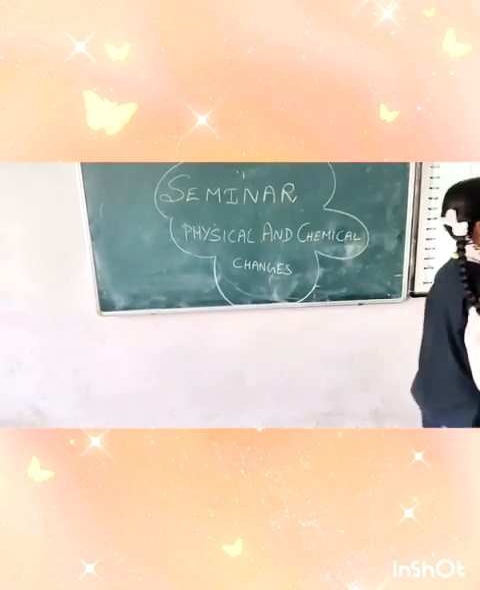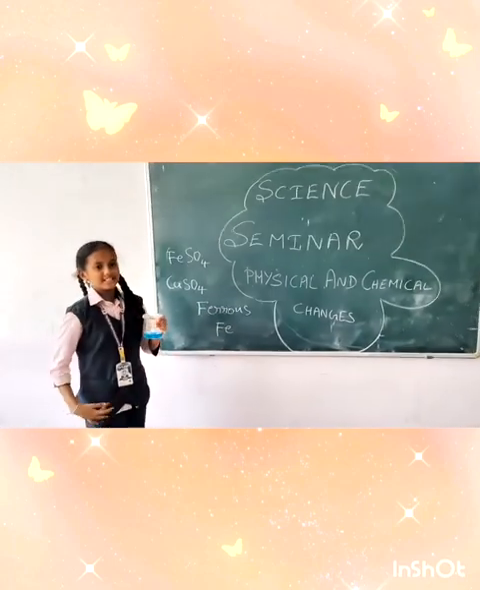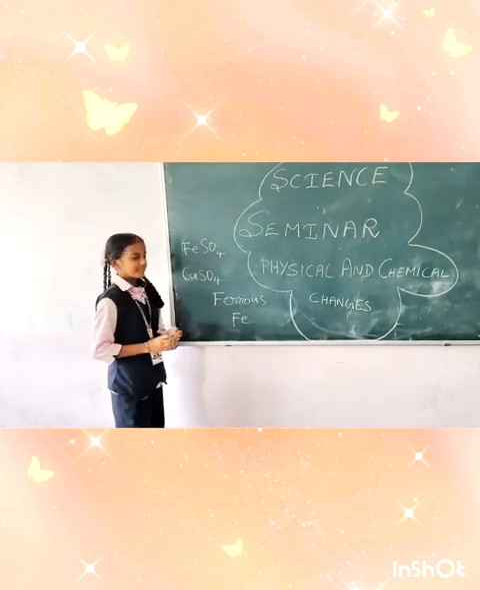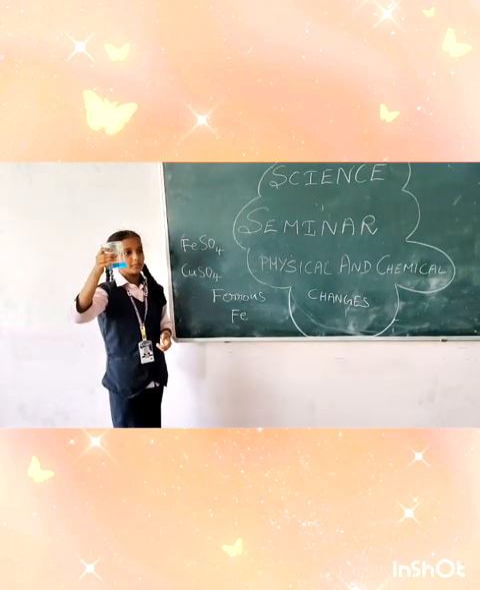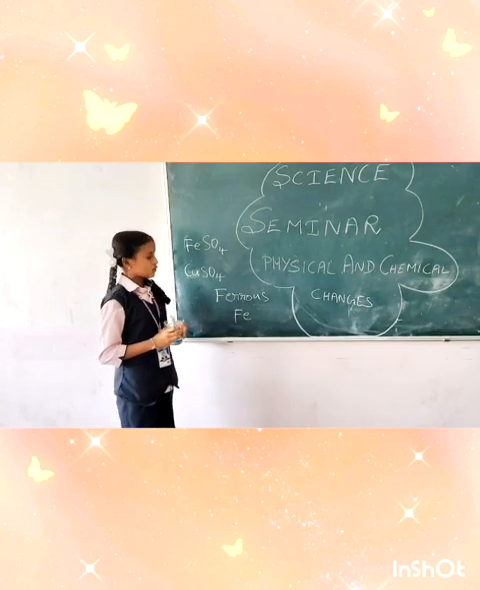Copper sulfate's chemical formula is CuSO4. It refers to copper sulfate, which is the blue color substance which I am carrying here. Ferrous refers to iron, which is also known as Fe.